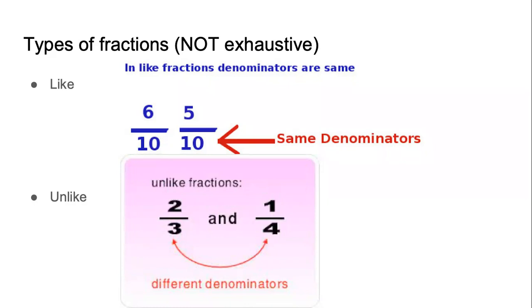Like and unlike. Like means the same, not what is above or below, we check the denominator. Unlike means not the same, different denominators. The numerators may or may not be equal, doesn't matter. The only thing we are checking is the denominators.